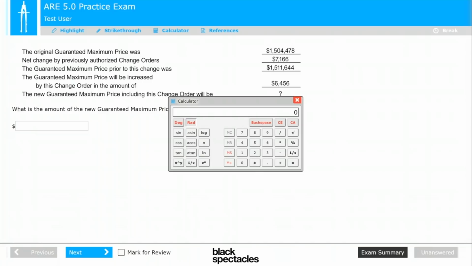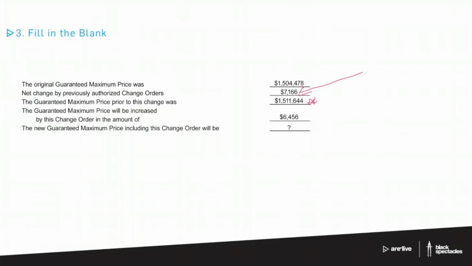Sorry. So if we go back to our GMP, if we subtract that $7,166 from the GMP prior to the change, we're going to get that first number. Just based on the information they've given me, all they've done is add two numbers together. So I'm going to go to the next one, and they're showing me that once again there was another change order. What is the new GMP, including the change order? Well, all they did before is add two numbers together. So I'm going to whip out that calculator again, take that new number that you have starred there, add the 6,456 to it, and call it a day. You're going to get 1,518,100 as the answer.